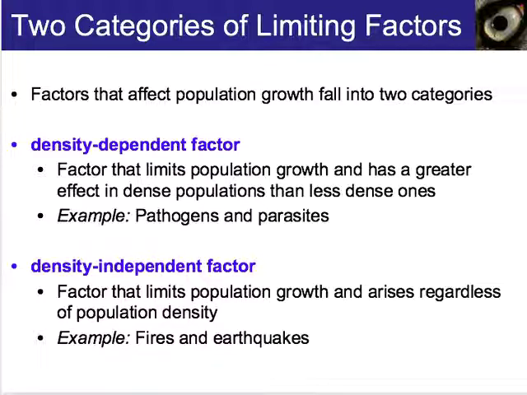So for example, the flu. The flu is a pathogen, and what happens is if someone comes into a classroom with 150 people in it with the flu and starts spreading it, more people are going to get the flu than if that person went into a classroom with only 5 people in it. A density-independent factor is a factor that limits population growth and arises regardless of how big that population is. So, for example, fires and earthquakes. Those are going to happen despite if a lot of people live there or not.